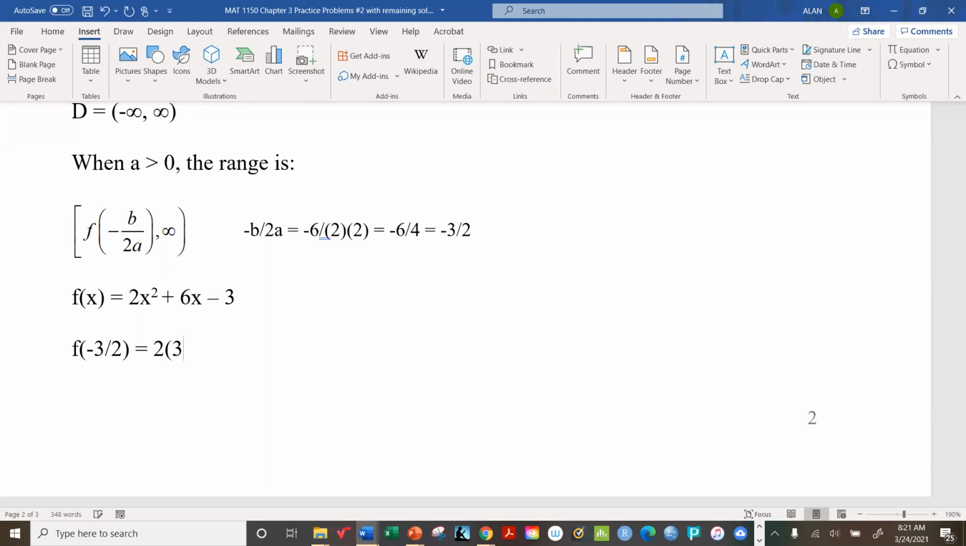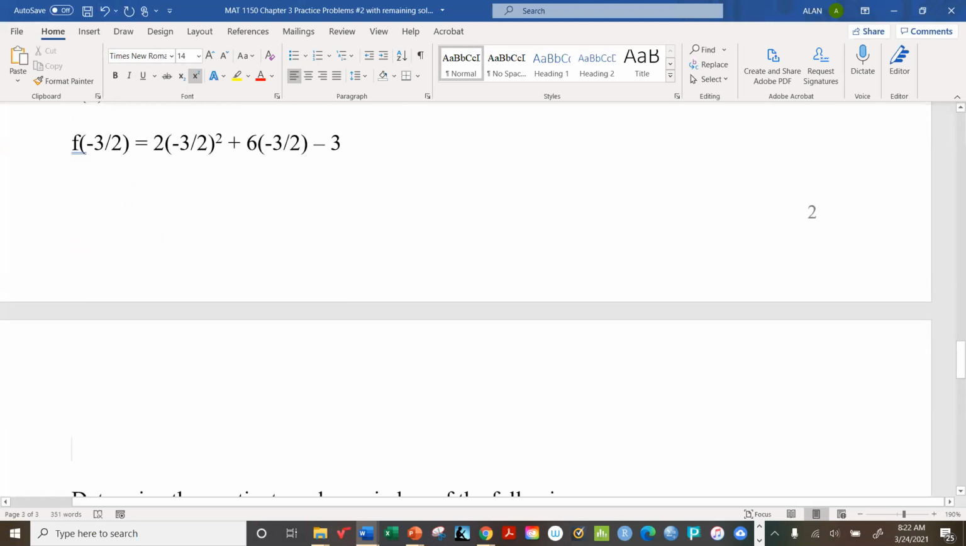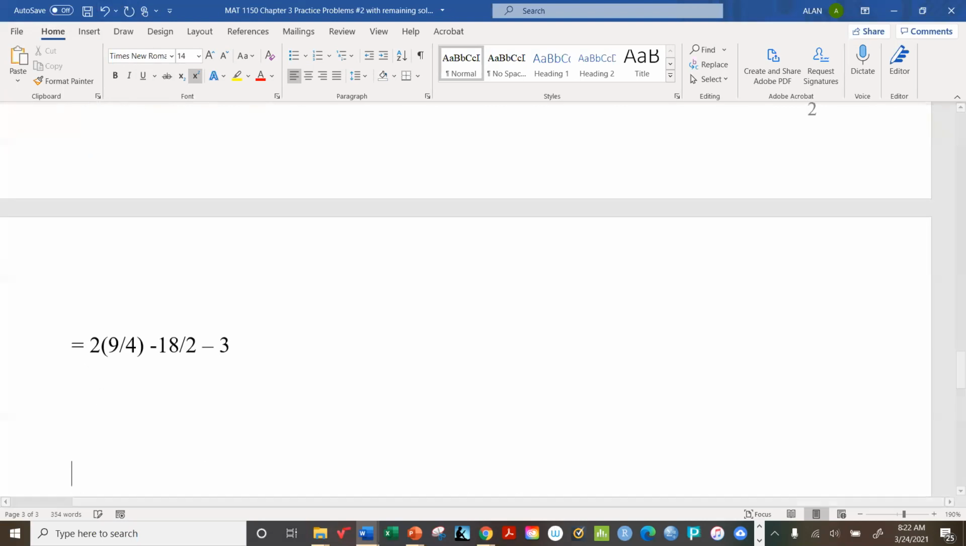So we've got 2 times negative 3/2 squared plus 6 times negative 3/2 minus 3. So 2 times 9 over 4, and for this one, we've got minus 18/2 minus 3. So let's turn that into 18/4 minus 18/2 minus 3. We may as well have a common denominator. Let's choose 4. That means this one is 36/4 minus 12/4.